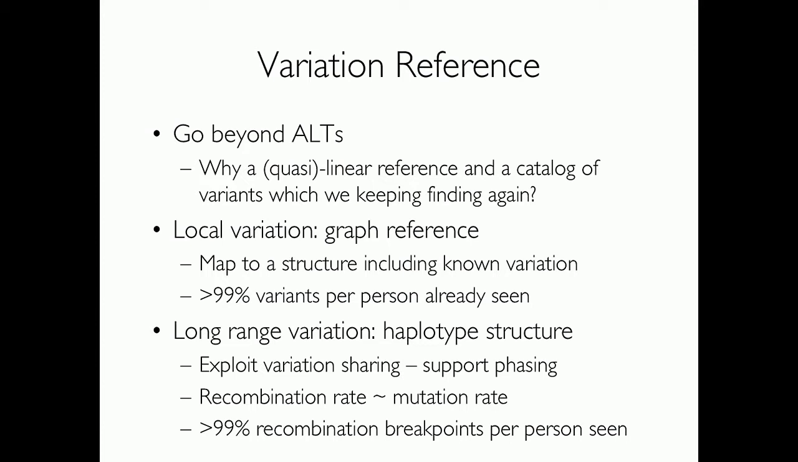So one is to use a graph reference using local variation and map to a structure that includes that. So allowing you to know that there's a SNP which is quite likely present in this location. But the second way is long-range variation, haplotype structure.